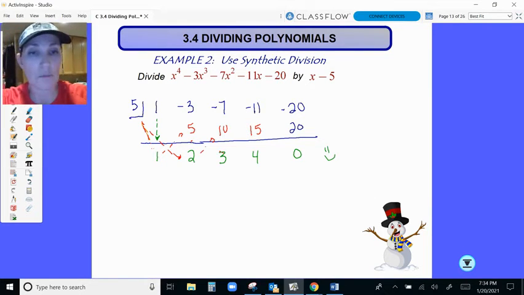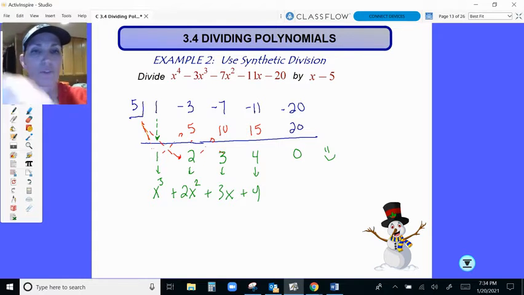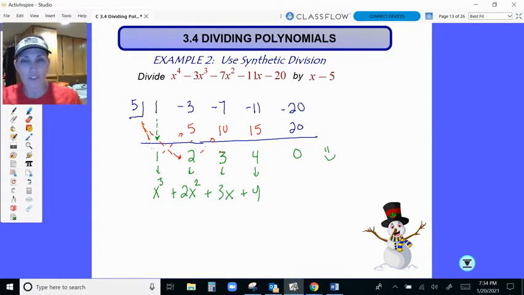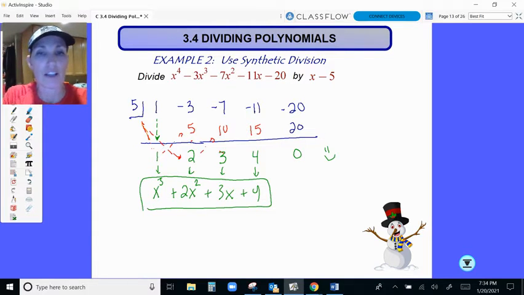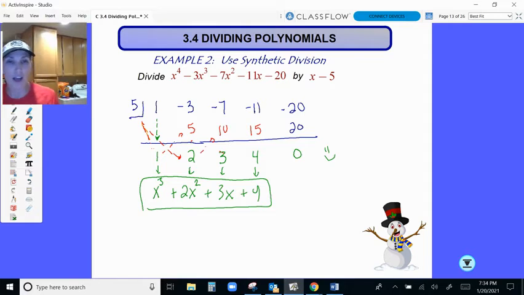Our quotient is going to be, we're going to have 1 power less. So we're going to have 1x cubed plus 2x squared plus 3x plus 4 with the remainder of 0. So all of these go into their coefficients, 1 power less than we started. And there you have your quotient. In factored form, we have our x minus 5 times all that. That would factor that guy out a little bit.